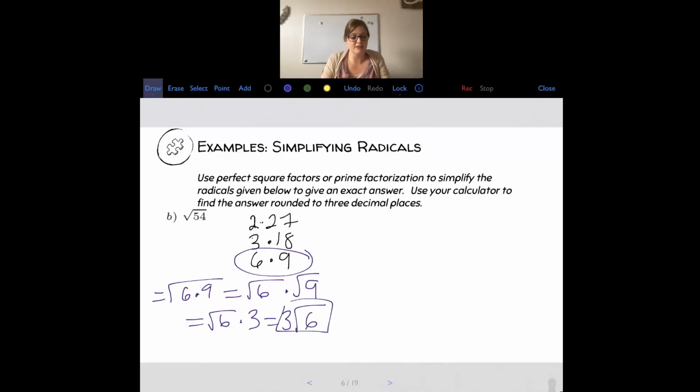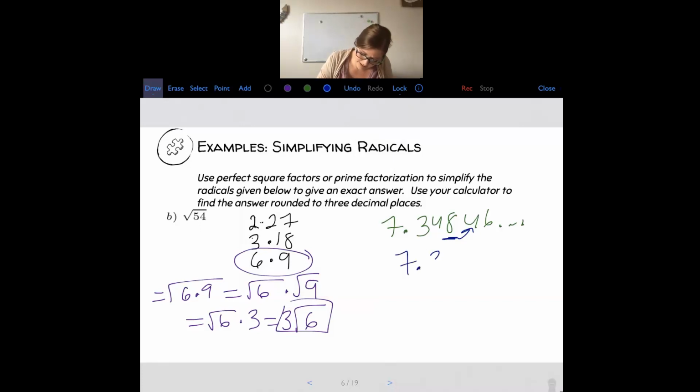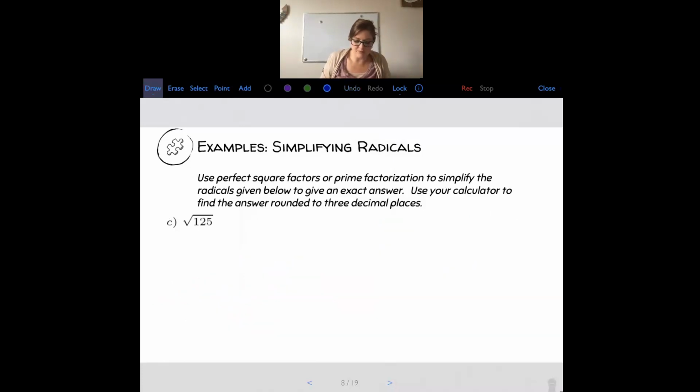Okay, and then we plug this into our calculator. And we get 7.34846 and we're rounding to 3 decimal places. So we look at the third decimal. The number next to it is a 4, so it's not 5 or greater, which means that this will stay the same. Okay, for the next example, square root of 125.